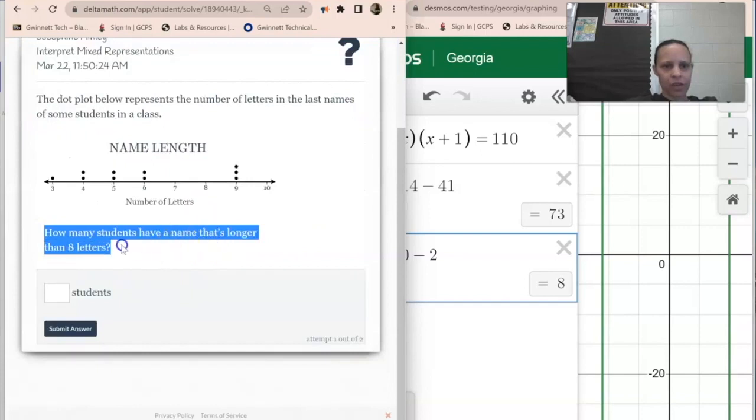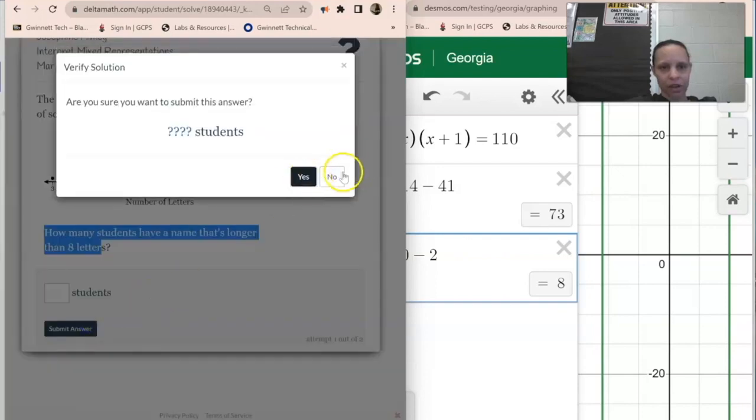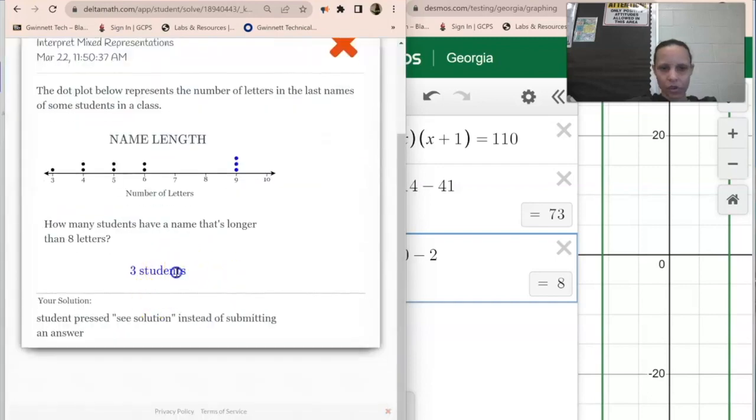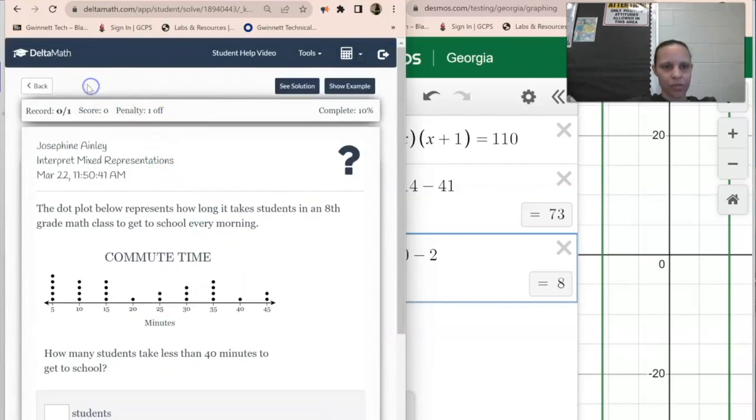How many students have their name that's longer than 8 letters? So here's 8 letters. Which ones are longer than 8 letters? Just these 3. Okay. So again, I'm just going to get it wrong so I can get some more. So just understanding how to read the representation.